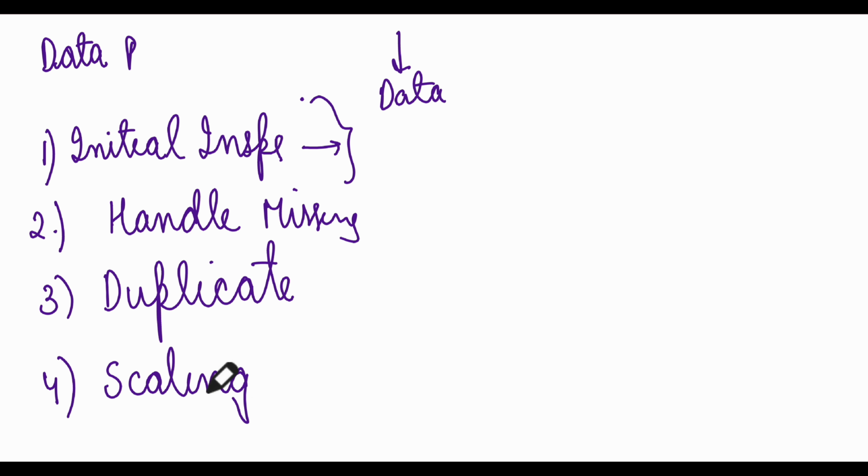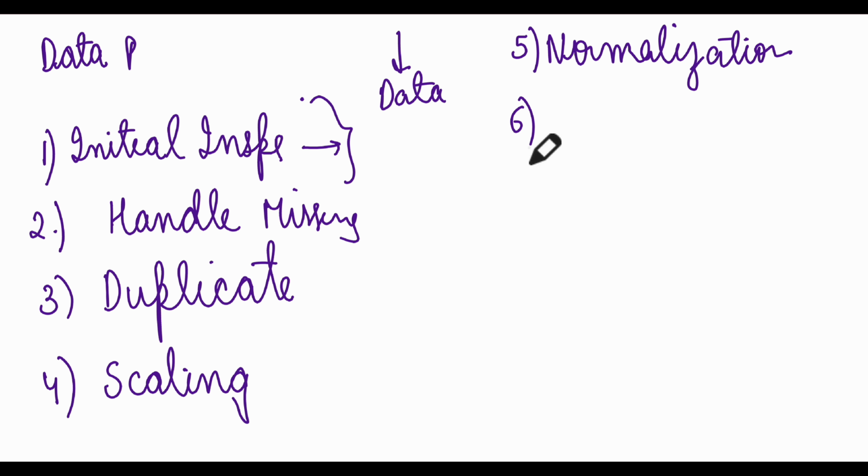So first comes scaling, then comes normalization. So what are these? We will talk about them in those videos only, because these are slightly advanced concepts. After scaling and normalization comes one hot encoding. One hot encoding is basically converting categorical variables into numbers. So we will see them later.